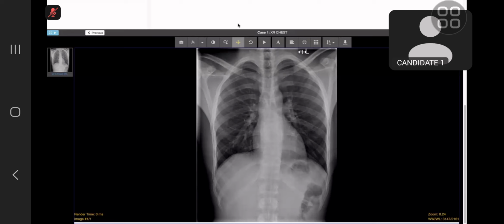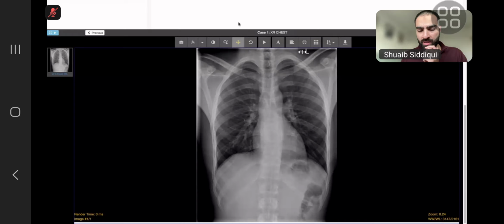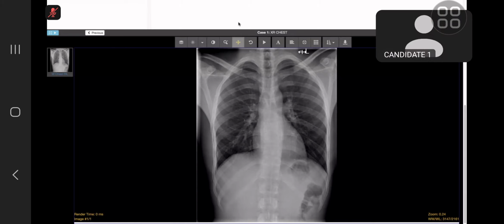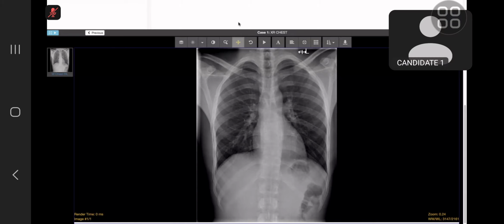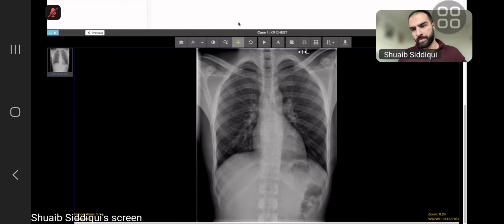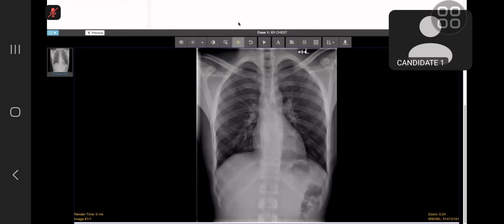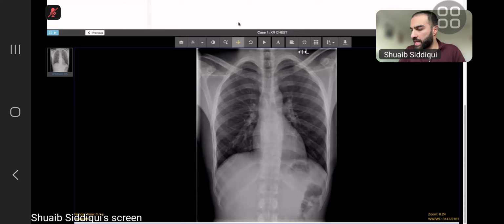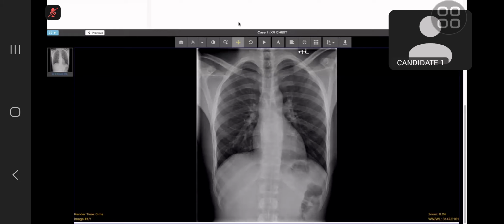Yes, sir. So there seems to be some ill-defined opacity in the retrocardiac region. Okay, can you be more specific? On the left side, in the retrocardiac region on the left side. Okay, so what do you think is going on here? Do you want to take control of my screen and then you can point out to me exactly where you think the abnormality is, okay? Yes, sir.